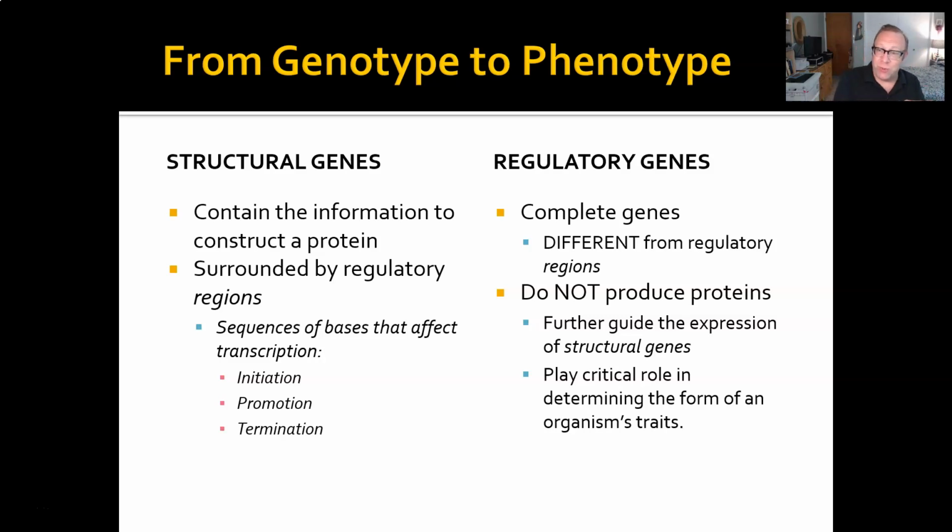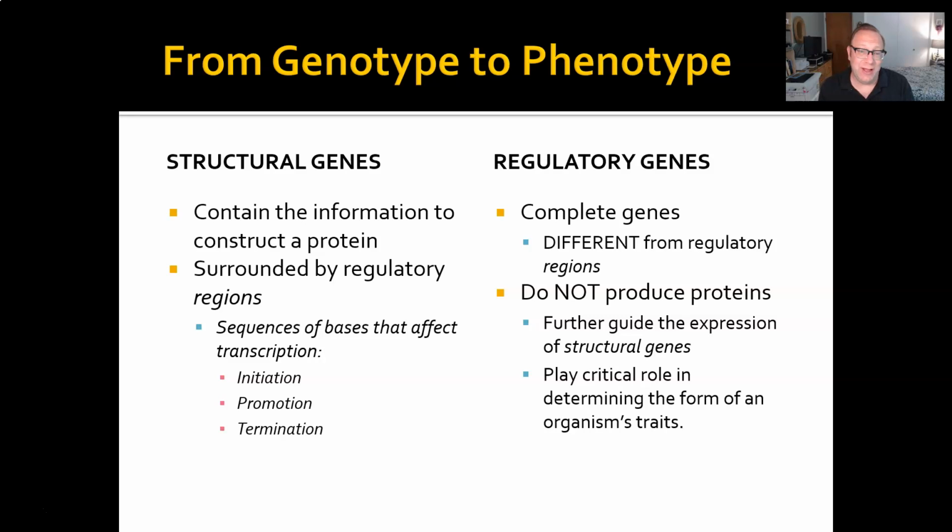They are then surrounded by regions, usually at the ends of the gene, where other molecules can bind to them, and that will result in either initiating the expression of that gene, that is the production of protein, promoting it, that is increasing the amount of protein it produces, or terminating or inhibiting it, that is stopping it or slowing it down. So that's the way structural genes work.